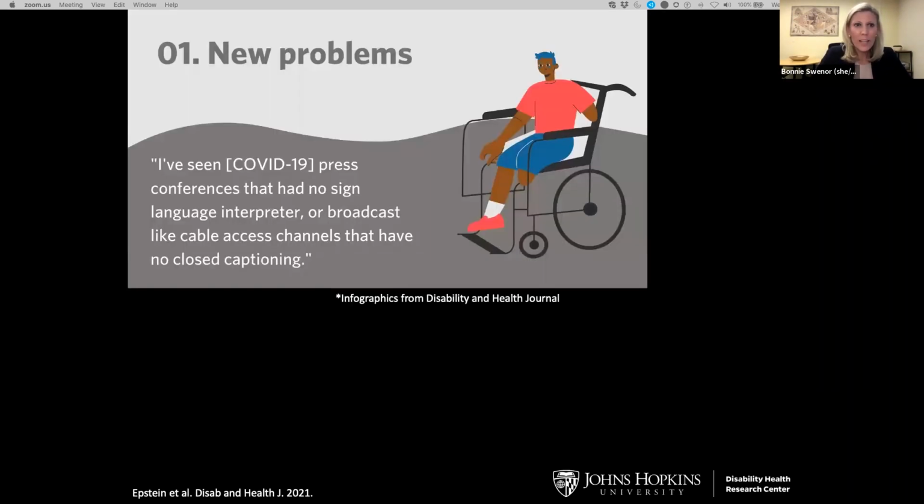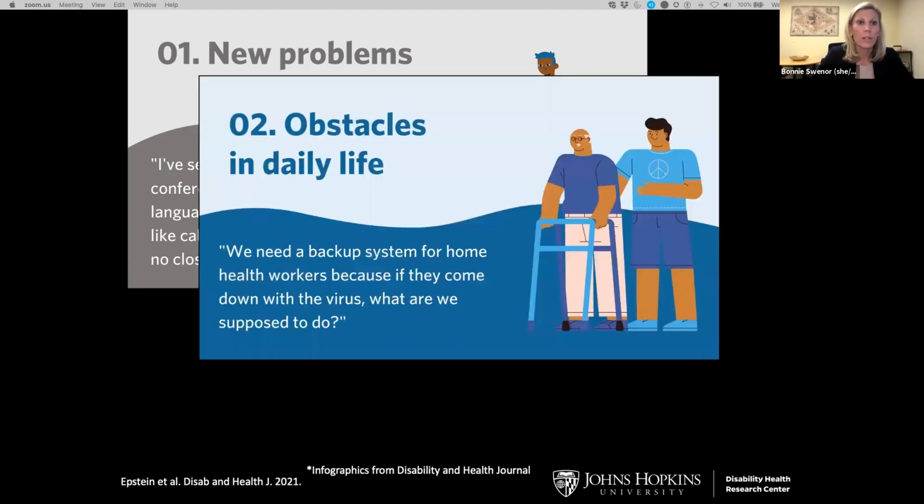What we found were 3 large themes that I'll quickly go over. People were reporting that in the wake of COVID-19, they were experiencing new problems. This is one quote that the journal put out as an infogram, so I'm borrowing it from our paper: I've seen COVID-19 press conferences that had no sign language interpreter, or broadcasts on cable access channels that have no closed captioning. So the sentiment is that COVID-19 has layered on some additional, high stakes barriers for the disability community.